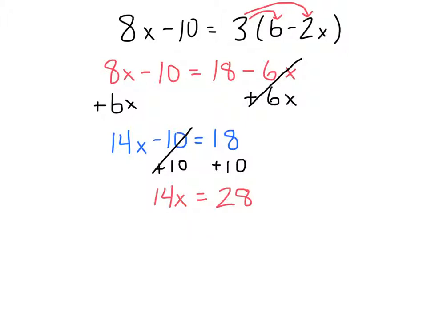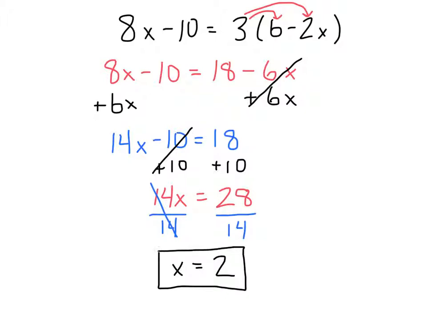So we have 14 times x. Remember, the opposite of multiplication is division, so we're going to divide 14x by 14. If we do that to the left side of the equation, we have to divide the right side of the equation. So the 14's cancel out. All we have left is x, and 28 divided by 14 is 2. So our final answer, x is equal to 2.